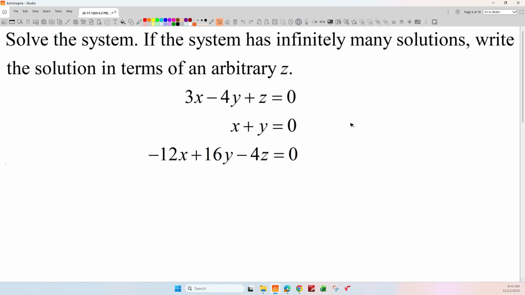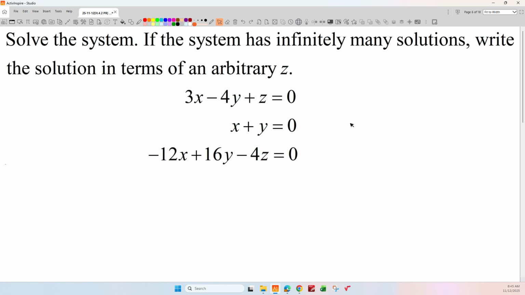Okay, now, what's your strategy here? Think about this strategically. So we want to eliminate what variable from what 2 equations? Eliminate z from a combination of A and C. Okay, top and bottom ones, right?